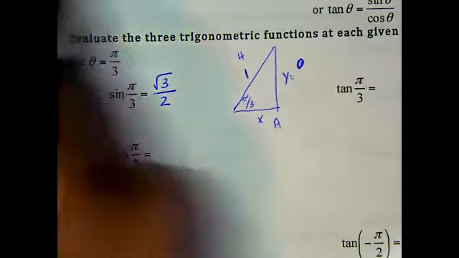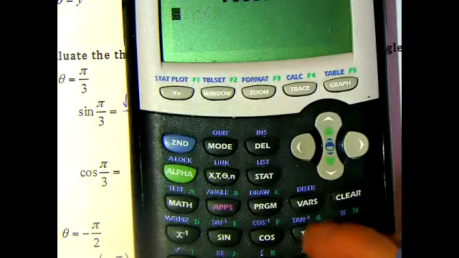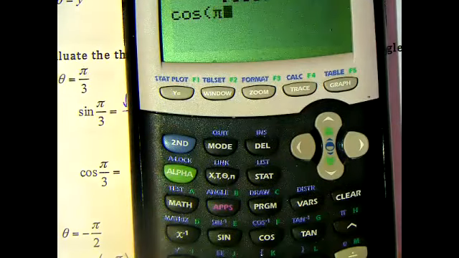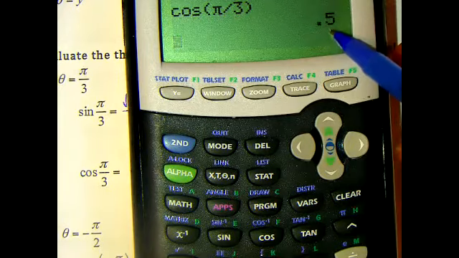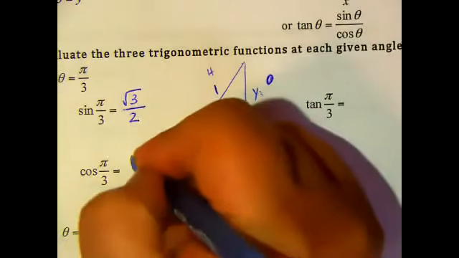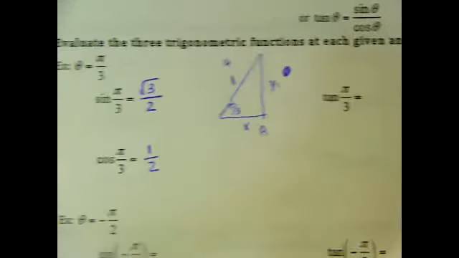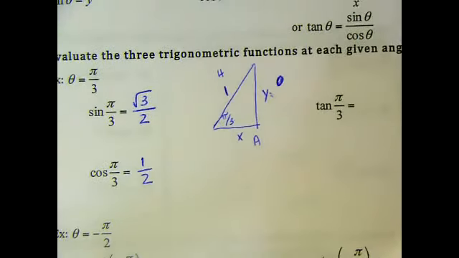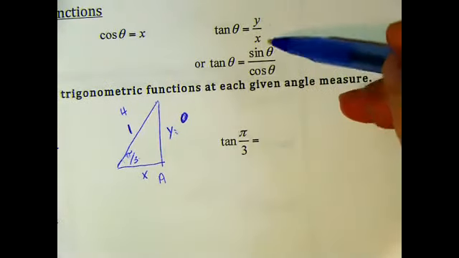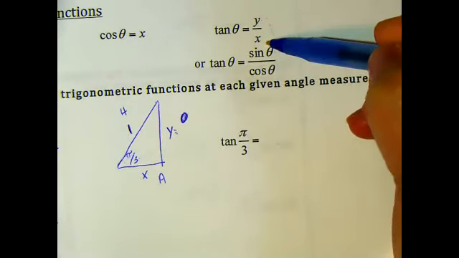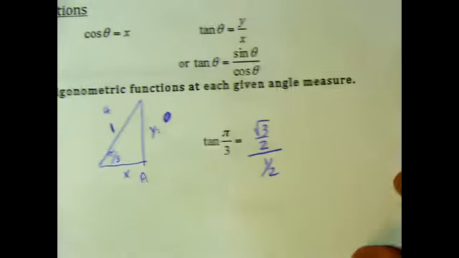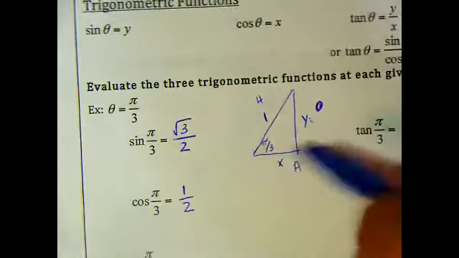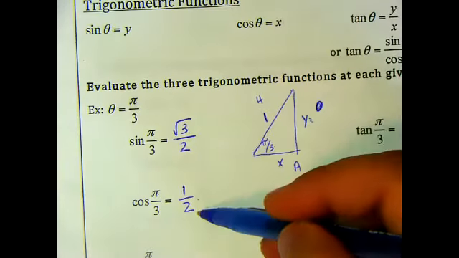So if you want to do cosine of pi over 3, that gives me 0.5, which is 1/2. Now that I have sine and cosine, to get tangent, I put sine over cosine. So I'm going to put the square root of 3 over 2 divided by 1/2. I took that straight from here.